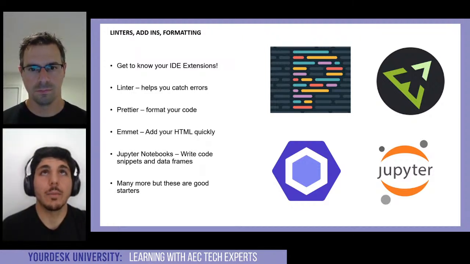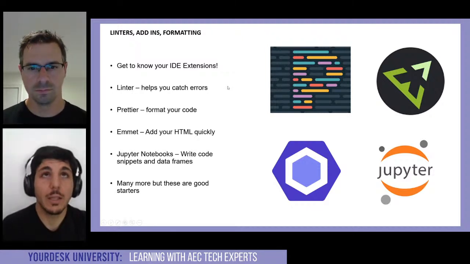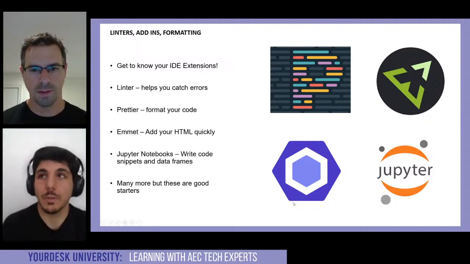One is linters. Linters in general help you catch errors. VS Code has a few built in, but there are some more advanced ones. There's Prettier to format your JavaScript code. There's Emmet to format your HTML. There's Jupyter Notebooks to format your code snippets and data frames. We'll talk about these a little bit.